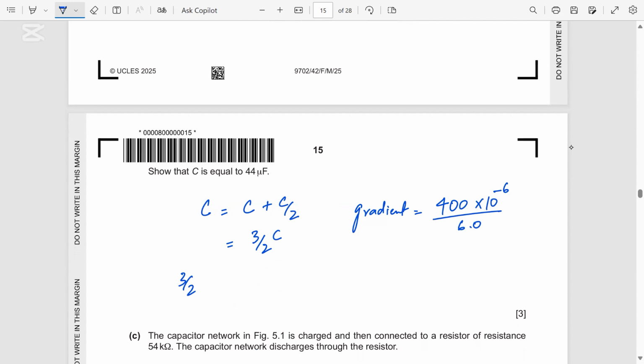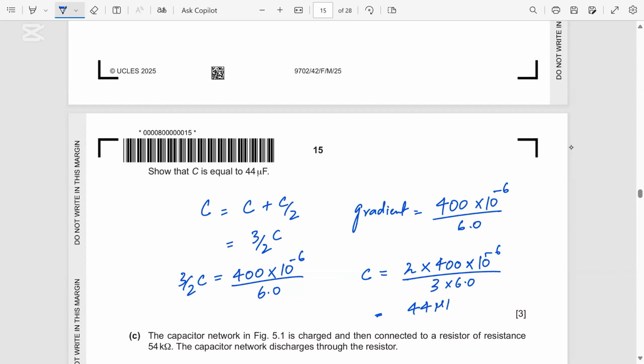So 3 over 2C, the total capacitance, is equal to the gradient, which is 400 times 10 raised to the power minus 6 over 6. And precisely the value of C is going to be what? 2 into 400 over 3 into 6. And the answer is going to be 44 microfarad.